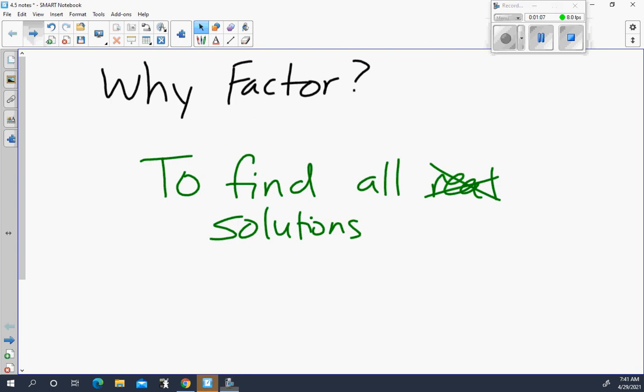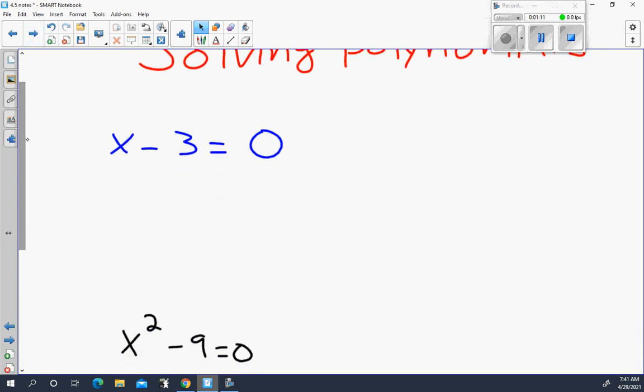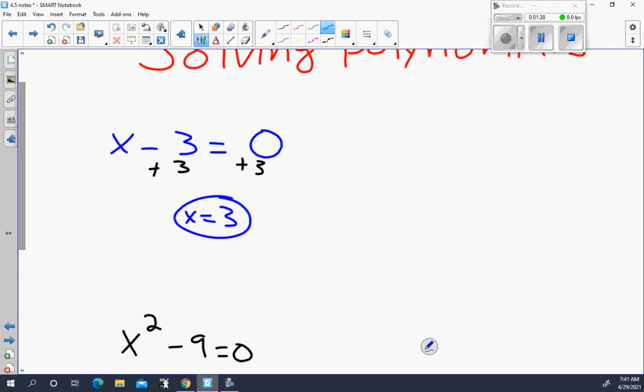Okay, so let's get into our first example here. We're solving this polynomial. Start here. x minus 3 equals 0. How would we solve that? Solve for x. Well, first we'd add 3 to both sides, right? This is elementary stuff. So x is equal to 3.